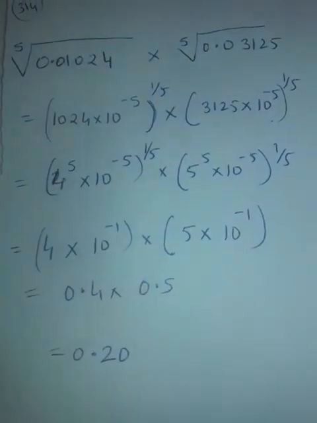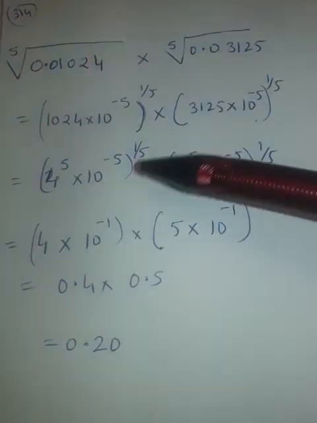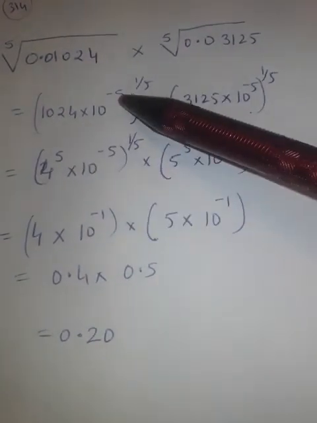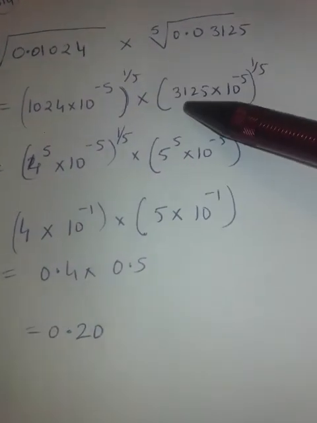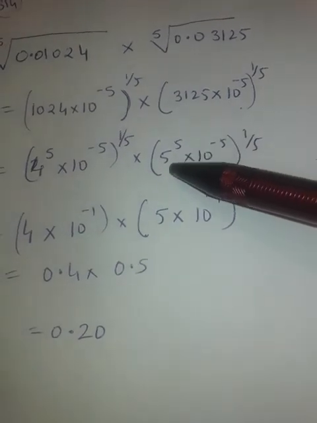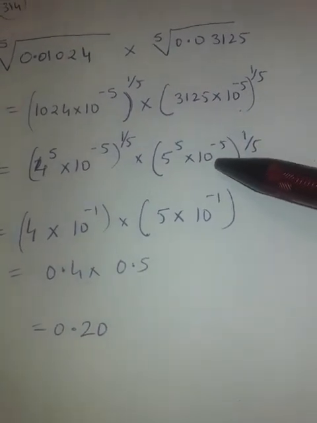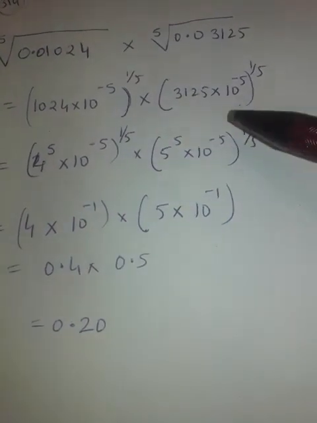Now again like the last problem. 1024 we will express it as 4 raised to 5. 10 raised to minus 5 as it is. 3125 we will express as 5 raised to 5. 10 raised to minus 5 as it is. और ये 1 by 5 तो है ही.